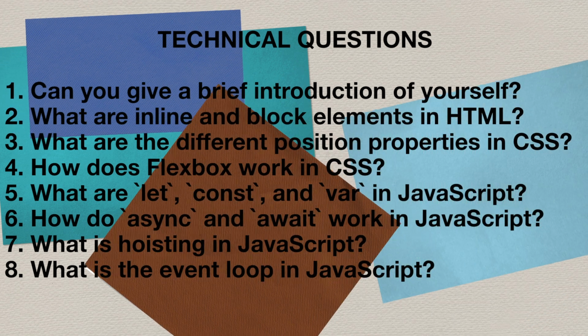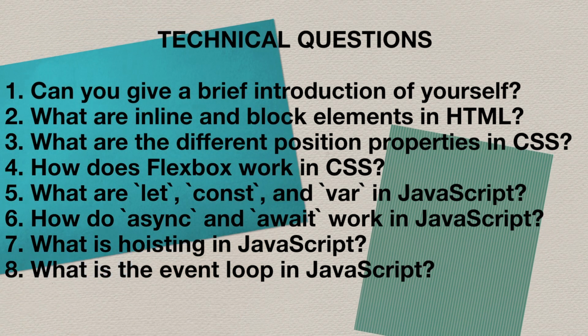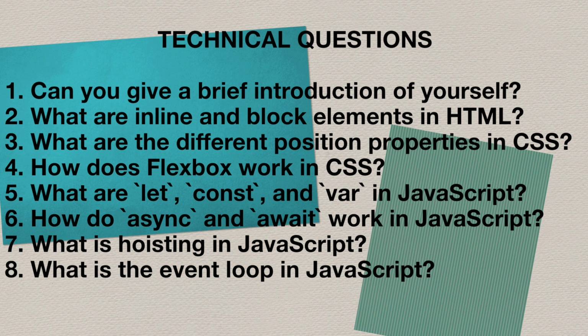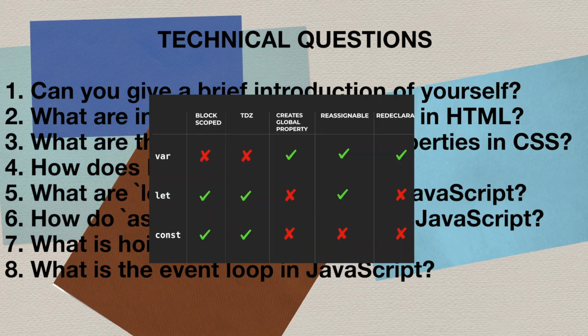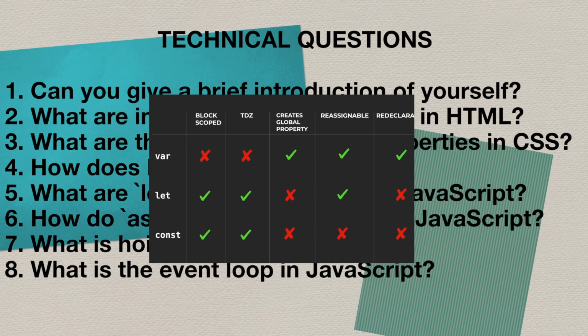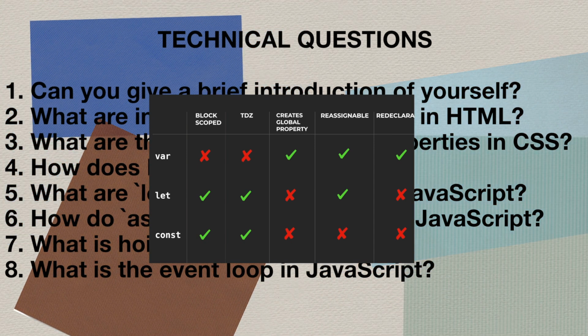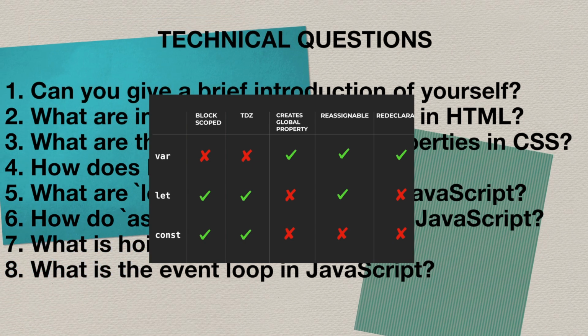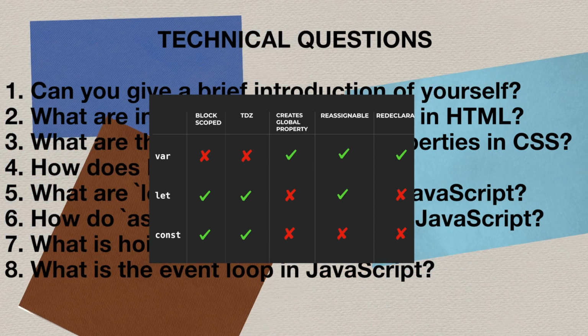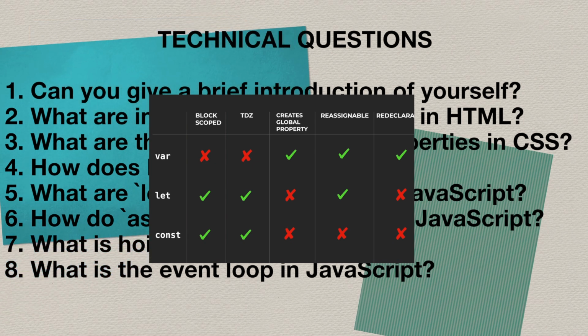The next question was what are let, const, and var in JavaScript. So we talked about how let, const, and var vary. We know that var is function scoped, and let and const are block scoped. So if you define any variable using let and const, it won't be stored in the global scope. But with var, it is stored in the global scope, and var is not block scoped, but let and const are block scoped.